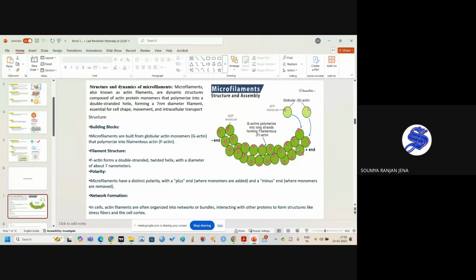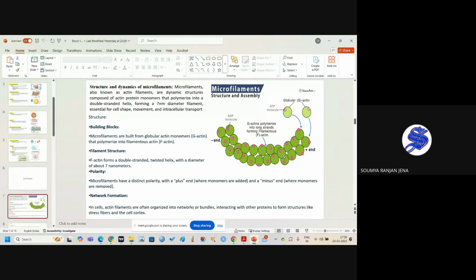If we go to the structure of these actin filaments, these microfilaments are built from globular proteins. This is called G actin, and these globular proteins are polymerized into filamentous protein. This is called F actin, and this filament structure forms a double-stranded helix-like pattern with a diameter of about 7 nanometers.